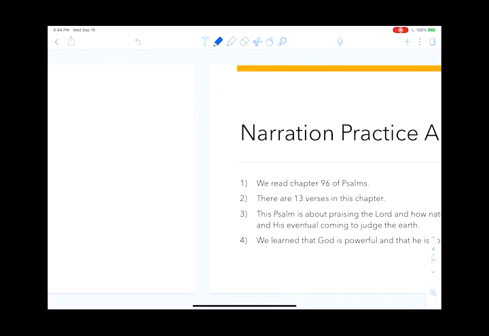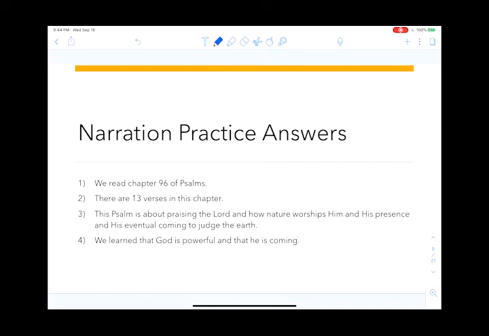Let's go over the answers. 1. We read chapter 96 of Psalms. 2. There are 13 verses in this chapter. 3. This psalm is about praising the Lord and how nature worships him and his presence and his eventual coming to judge the earth. 4. We learned that God is powerful and that he is coming.